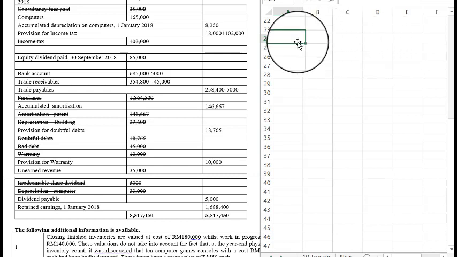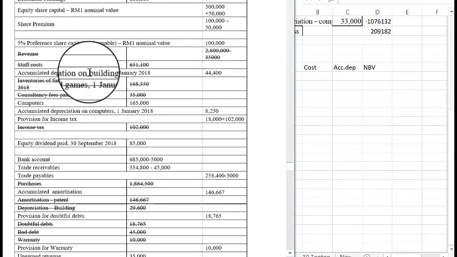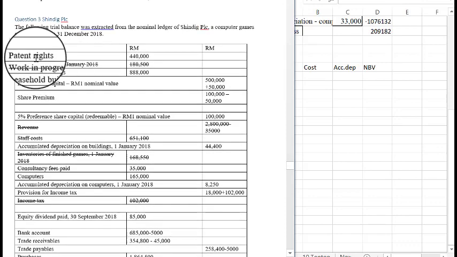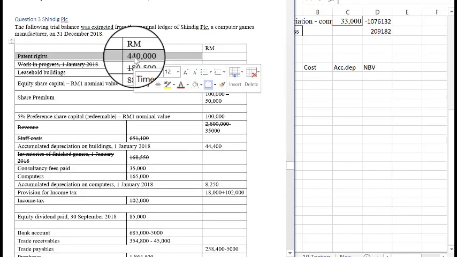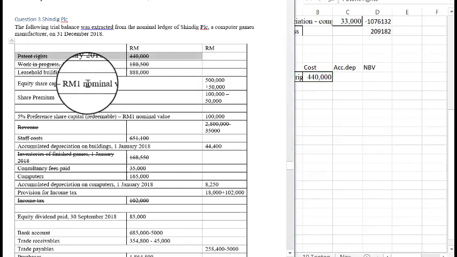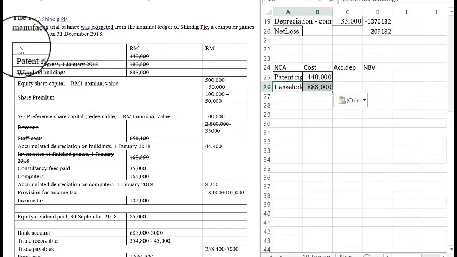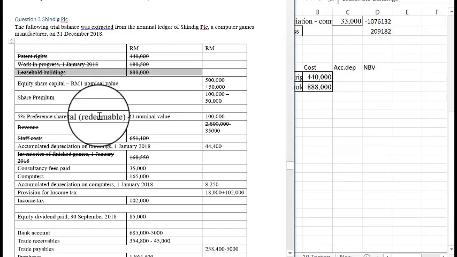So start with fixed asset, or you say non-current asset. So you have your cost, and you have your accumulated depreciations, and you have your net book value. Okay, now start with your non-current asset. You have your patent right, listing, cost. Okay, so this one done. You have your leasehold building as well. So this one also done.